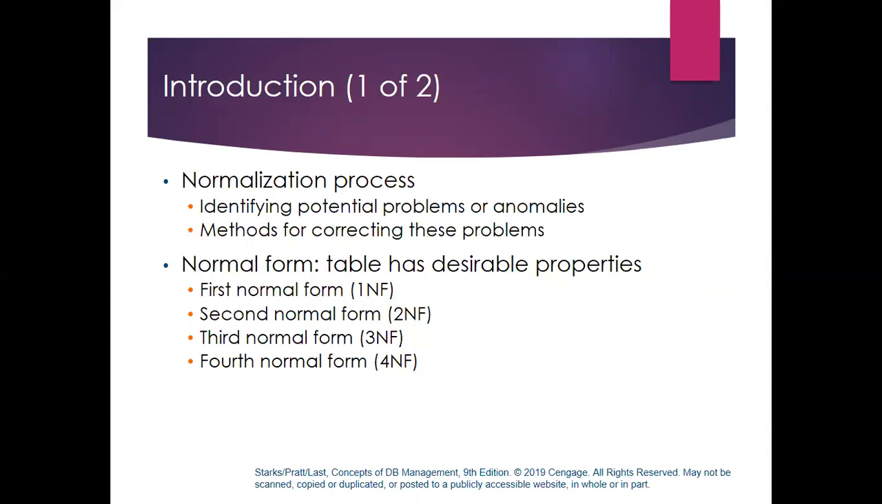Anomalies in a database are corrected by converting tables to various types of normal forms. Examples of anomalies in a database are an update anomaly, deletion anomaly, and an insertion anomaly. A table in a particular normal form has a desirable collection of properties. The most common normal forms are first normal form, second normal form, third normal form, and the fourth normal form.